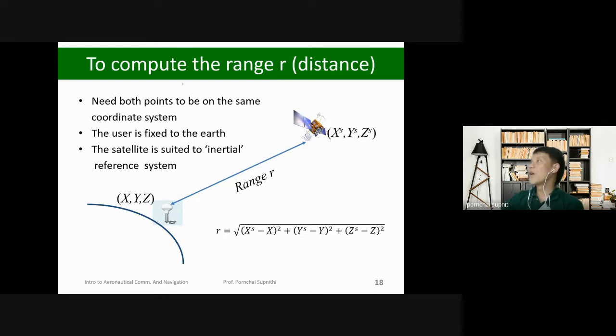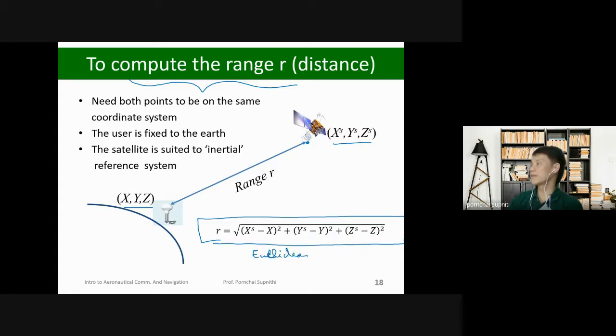In order for us to compute the range or the distance, typically we need the location of the satellite and also the location of the receiver, by using the Euclidean distance. This is called Euclidean distance. So we need the location of both points, and they have to be on the same coordinate system. Typically the user is fixed on Earth, but the satellite is moving, so that's why we need to find the location of the satellite. And it will be our focus from here on.